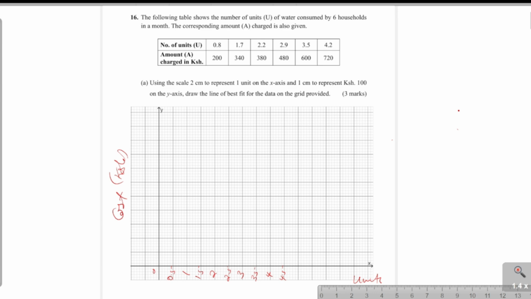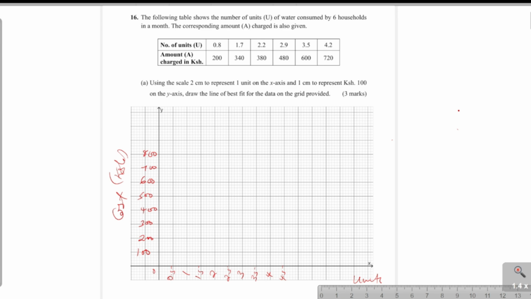And then for the y-axis, 1 centimeter is 100. So this one will be 100, that is 200, that is 300, 400, 500, 600, 700, and can go up to 800. You can see the largest is 720. Now once we're done with putting those values, let's go to plotting. And also you should understand the size of one small square in each case.